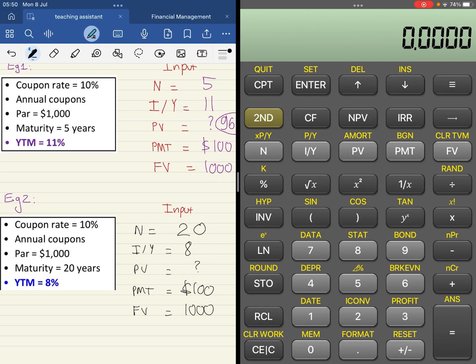Let's type it in the calculator. So 20 N, 8 I/Y, 100 PMT and 1000 FV. Finally, we press compute and present value. The final answer is going to be $1,196 US.